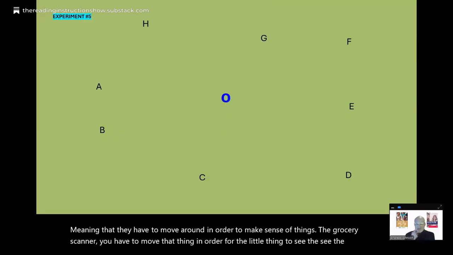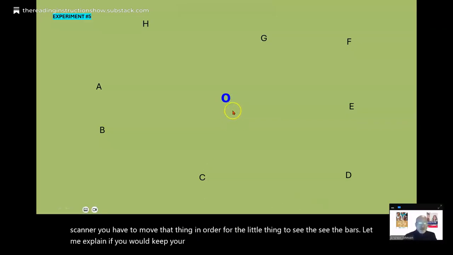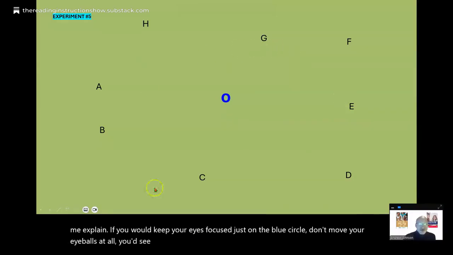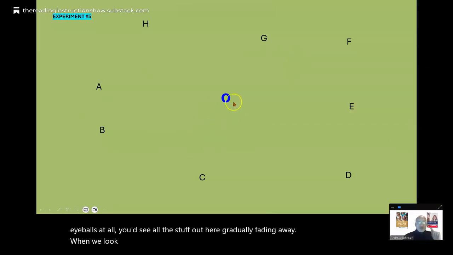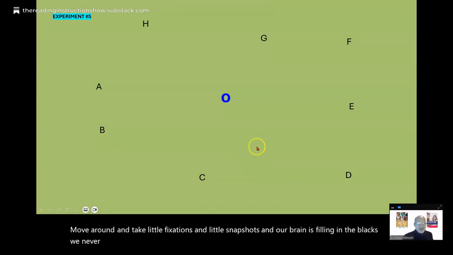Let me explain. If you would keep your eyes focused just on the blue circle, don't move your eyeballs at all, you'd see all the stuff out here gradually fading away. When we look at things, we don't look straight. Our eyeballs move around and take little fixations and little snapshots, and our brain is filling in the blanks. We never stare straight ahead.